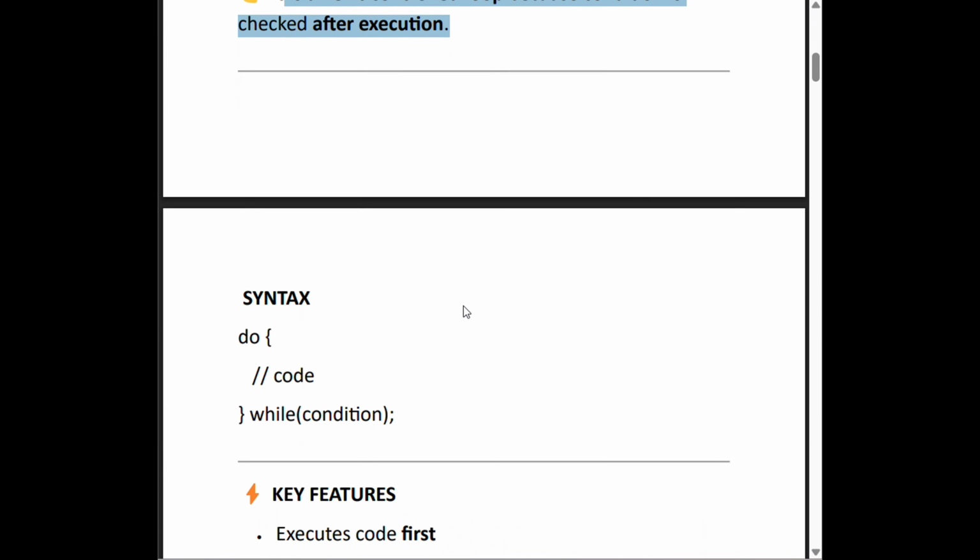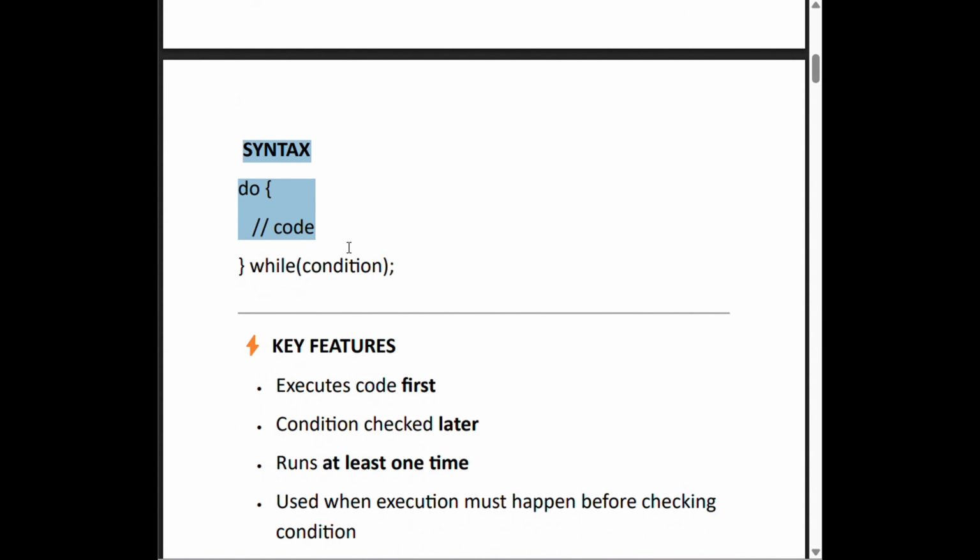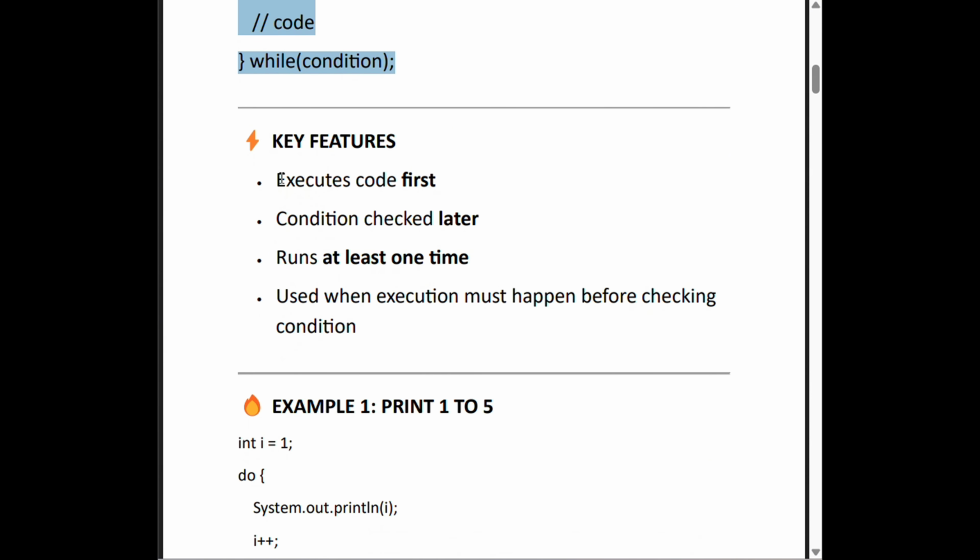Now let us see the syntax. Do, open curly brace, code and close curly brace, while condition in brackets, semicolon. Here first the code executes and then the condition is checked. Even if the condition is false, the loop will execute at least once.